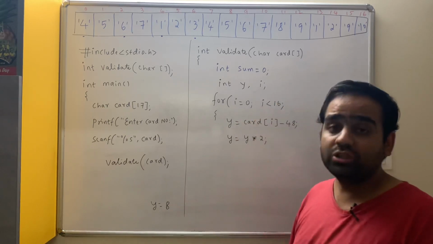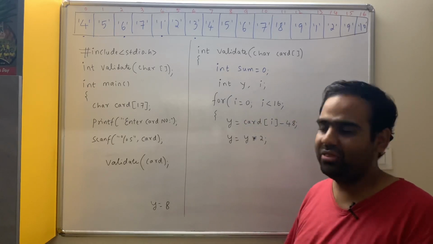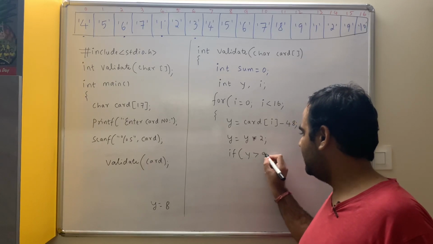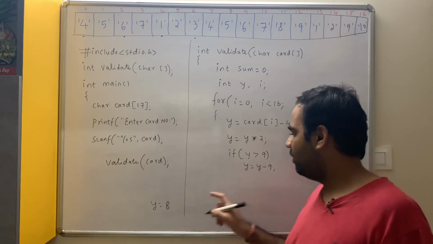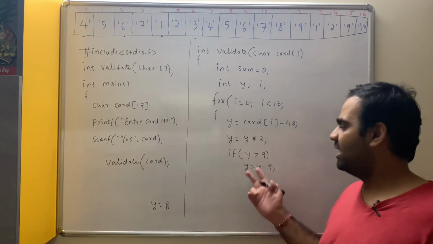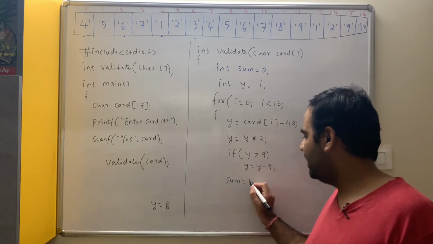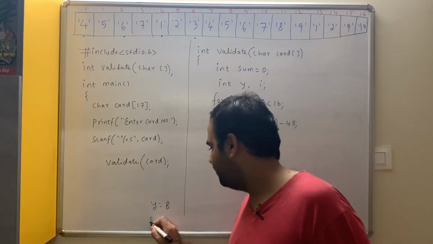Now I need to check if it is greater than 9, subtract 9 from it. Please see the explanation. If y is greater than 9, then what do I say? Y is equal to y minus 9. Now what is the value of y? 8. 8 greater than 9 is false. Do not do it, but you need to find the sum. Therefore we say sum is equal to sum plus y. Now the value of sum will become 8.